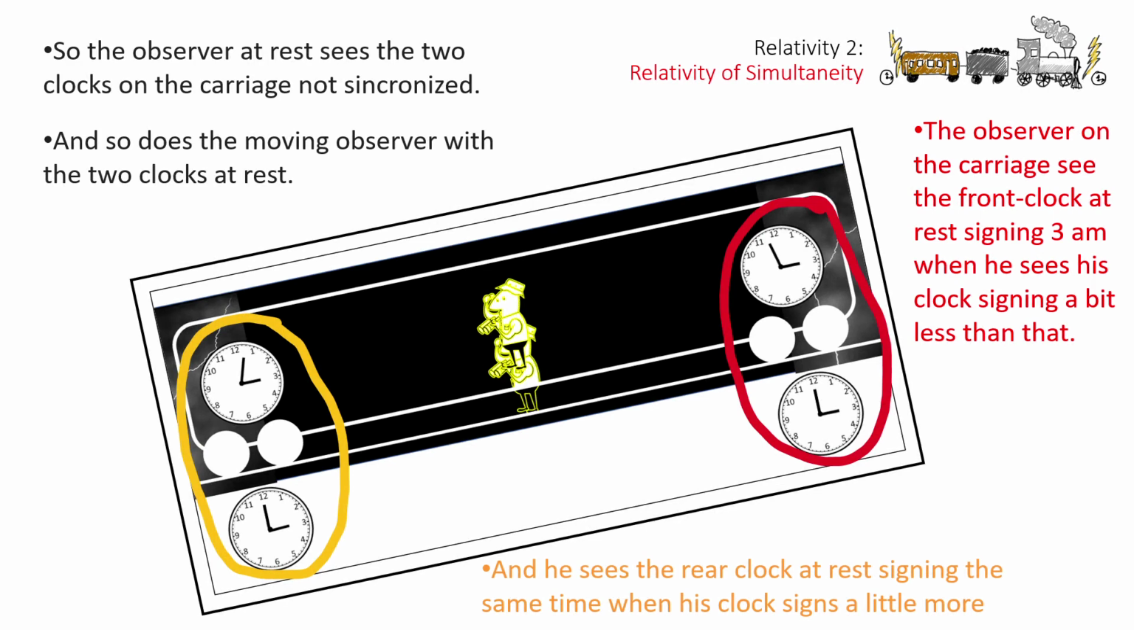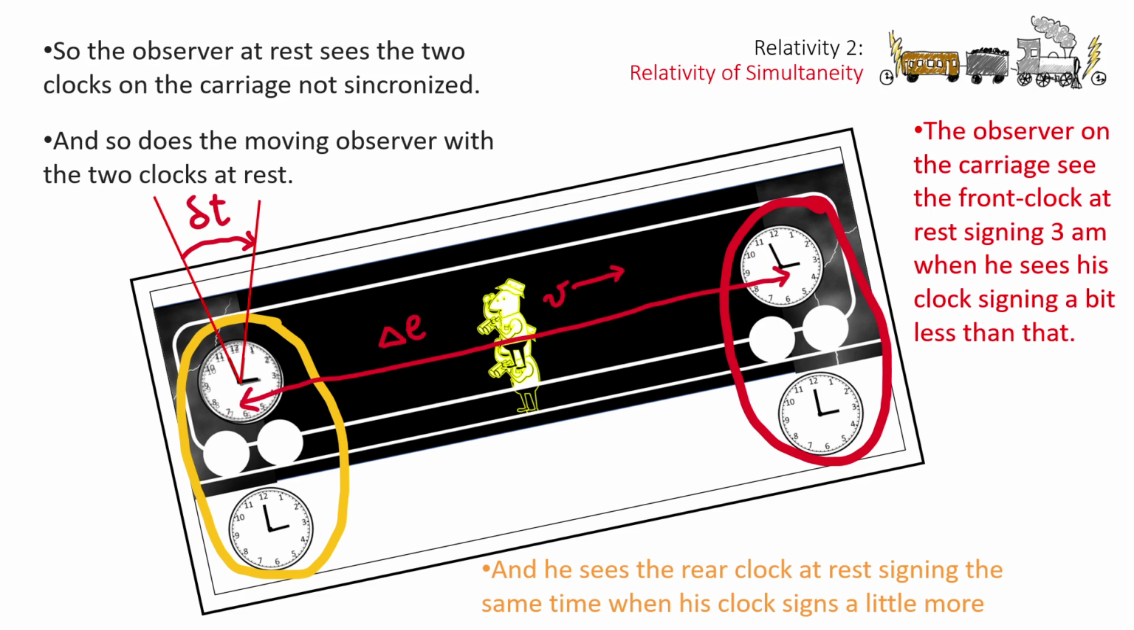Finally, both observers see the clocks of the other observer as not synchronized. It will be important to understand how the delay of one of the clocks with respect to the other depends on the distance of the two clocks and on the speed of the train. But this quantitative consideration will be treated in another video. First, we have to study how the duration of a phenomenon also depends on the reference frame from which we observe it. This will be the topic of the next video.